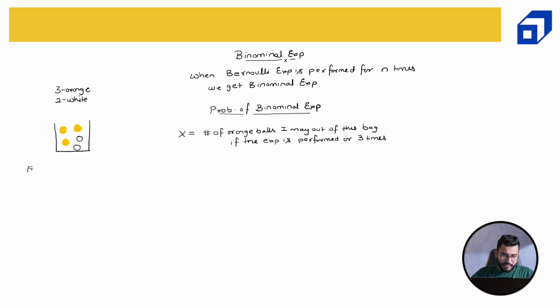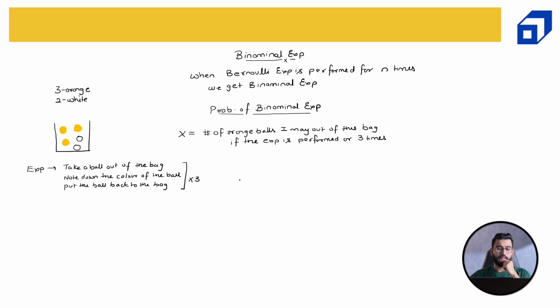First of all, let me note down the experiment. The experiment is: take a ball out of the bag, then note down the color of the ball, and then put the ball back in the bag. Now we have to perform this experiment 3 times. Now we have understood the experiment, right?